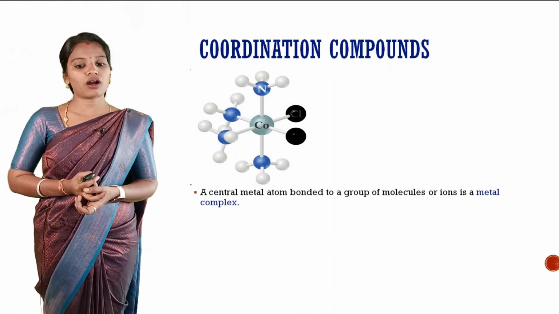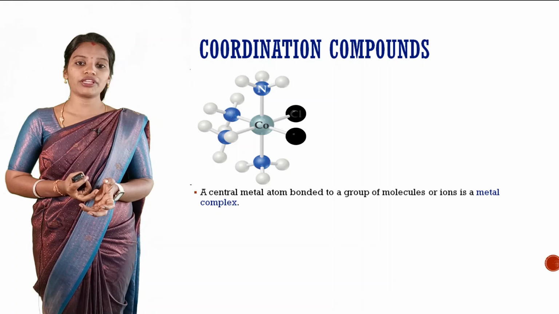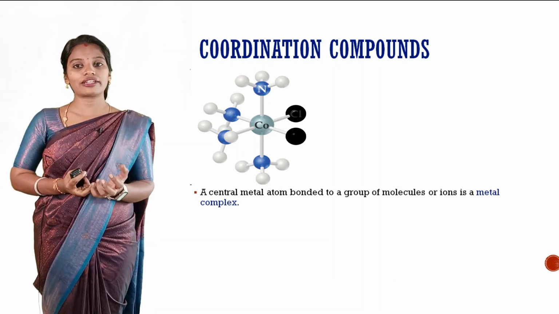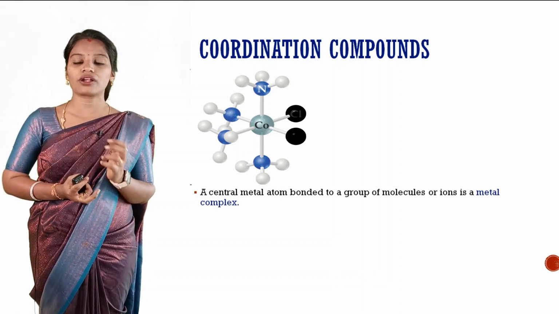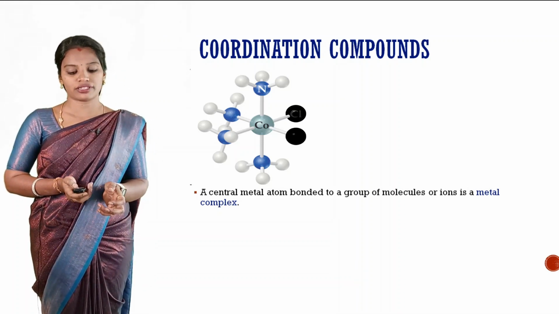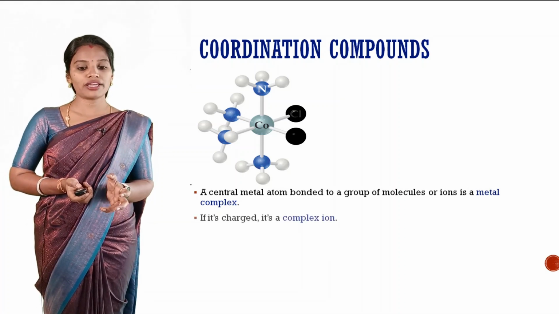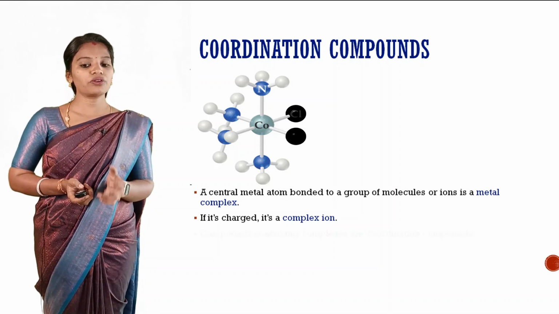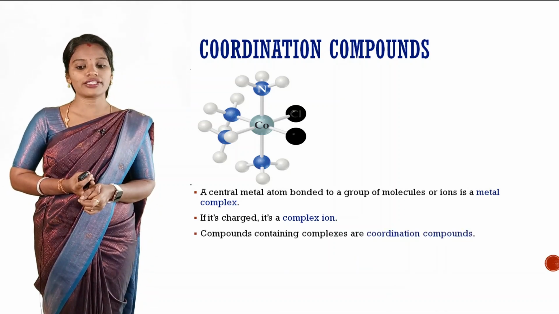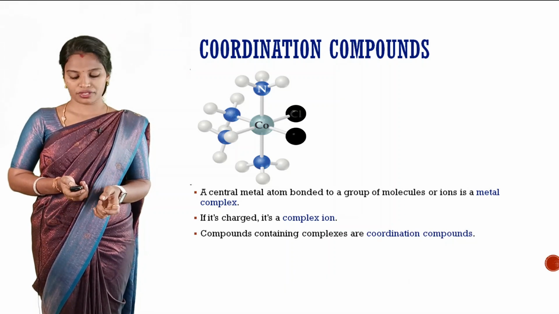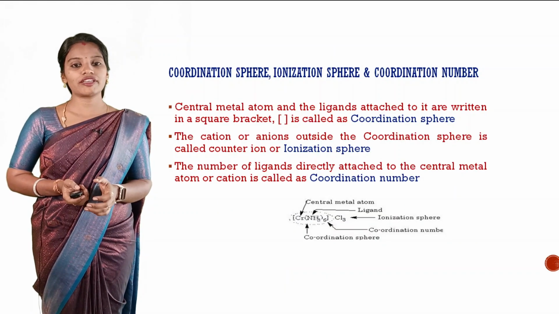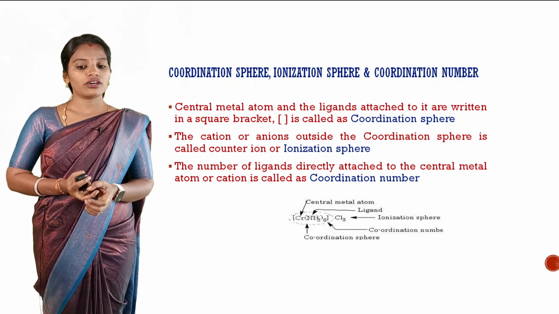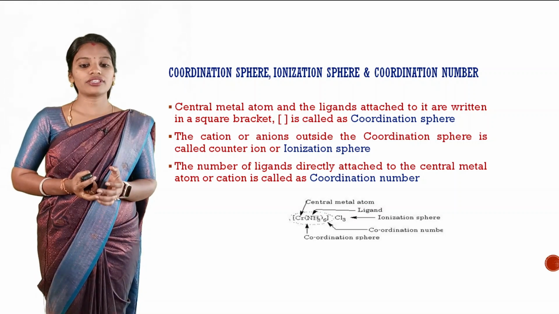And then coordination compound. What is the difference between a coordination complex and a coordination compound? A central metal atom bonded to a group of molecules or ions, we call it a metal complex. If this metal complex is charged, it is a complex ion. A compound containing a complex is called a coordination compound. And then let's see the basics. Look at the example: hexaamminechromium(III) chloride.